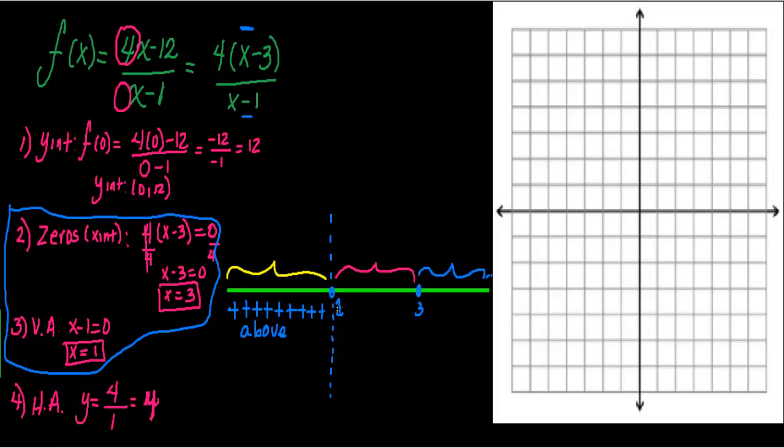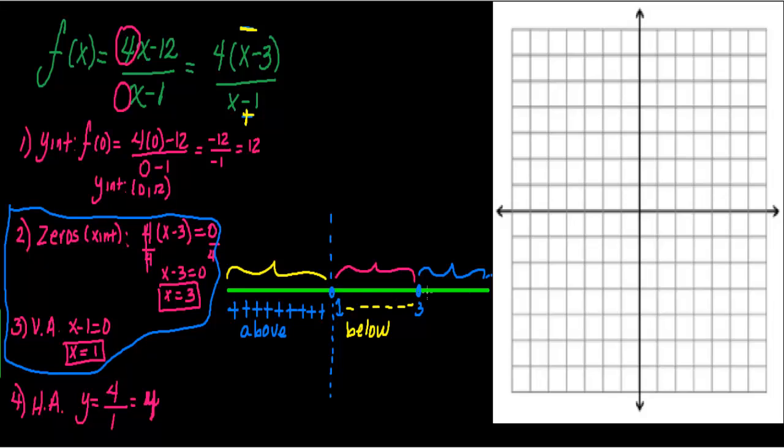Now let's do the next interval. For the next interval between 1 and 3, I'm going to choose the number 2. If I plug in 2 for x, 2 minus 3, will that be positive or negative? It will be negative. And negative times a positive 4 will be negative. If I plug in a 2 in the denominator, 2 minus 1, that will be a positive value. So I have negative over positive, negative. That means that the graph will be below the x-axis in this interval.